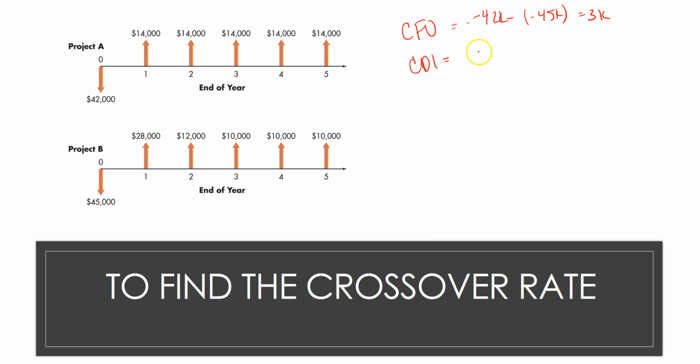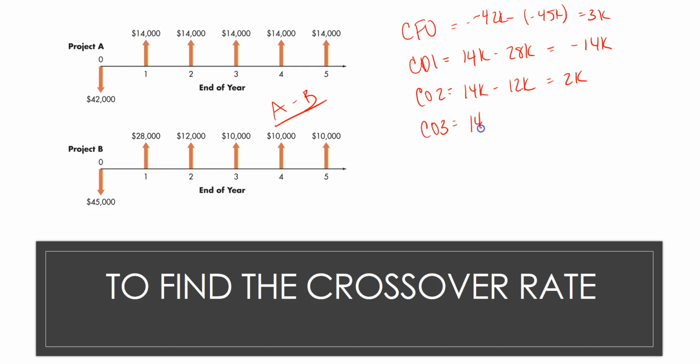Cash flow at time period 1, we have to do A minus B again. So A minus B is what we're doing. We have 14,000 minus 28,000 to give us a negative 14,000. Cash flow at time period 2, we have 14,000 minus 12,000. So that gives us a $2,000 return. Cash flow 3, we have 14,000 minus 10,000. So we have a 4,000 return, and that occurs 3 times.